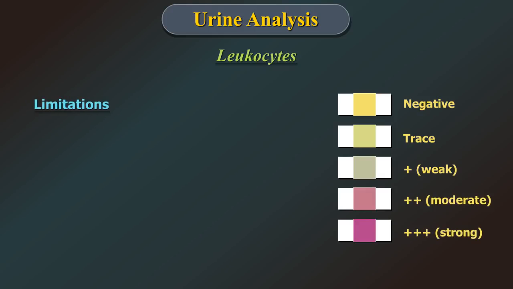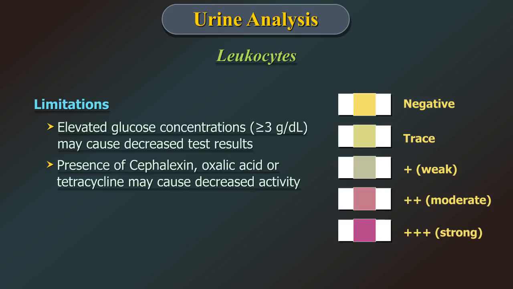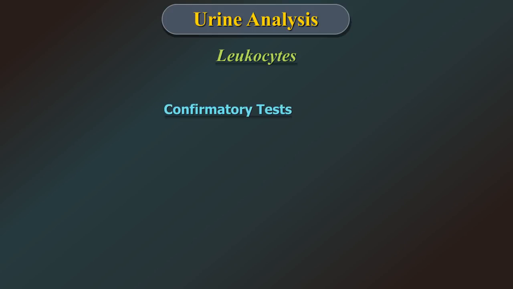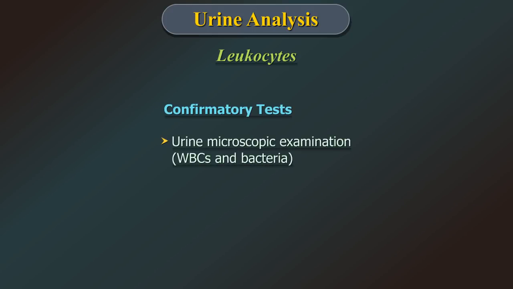The limitations being elevated glucose concentration may cause decreased test results. Positive results may occasionally be due to contamination of the specimen by vaginal discharge. Confirmatory tests being urine microscopic examination for white blood cells and bacteria, and urine culture.